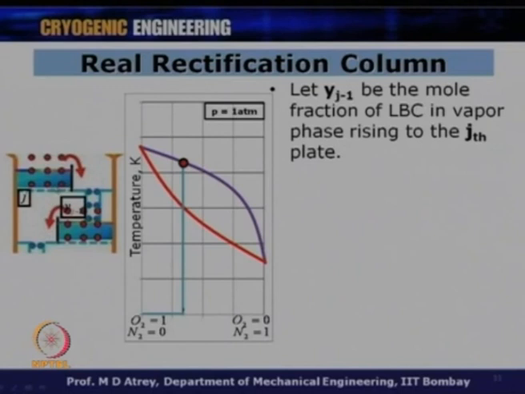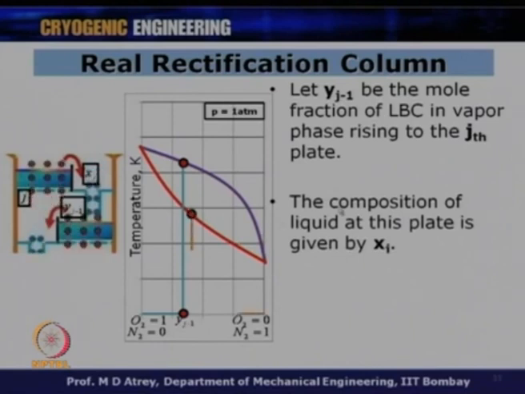Okay. Now, for this jth plate, let Yj minus 1 be the mole fraction of the low boiling component in the vapor phase rising to the jth plate. So this is the jth plate, and Yj minus 1 gives the molar composition of the vapor which is passing through this jth plate. This is the vapor condition of Yj minus 1. Corresponding to this, the composition of the low boiling component, that is nitrogen, is Yj minus 1, which is entering through this jth plate. The composition of the liquid at this plate is given by Xj.